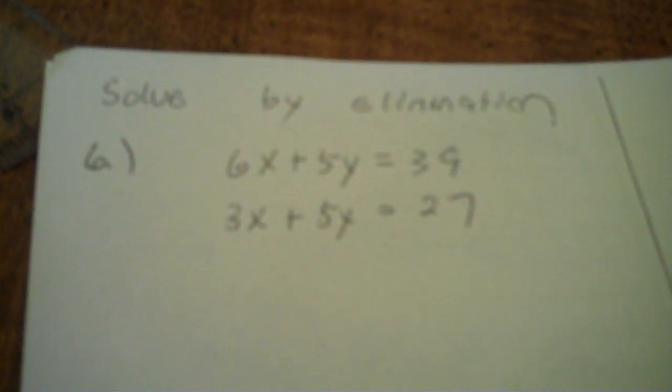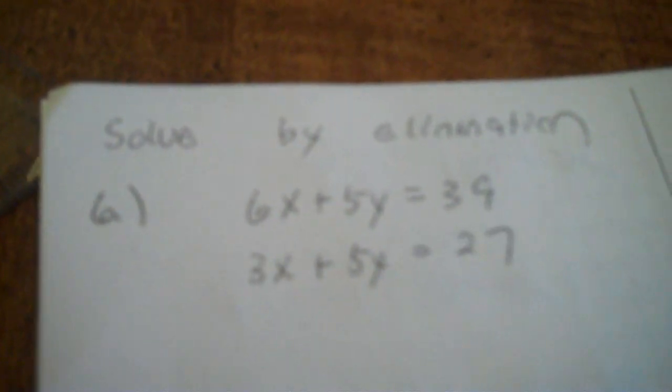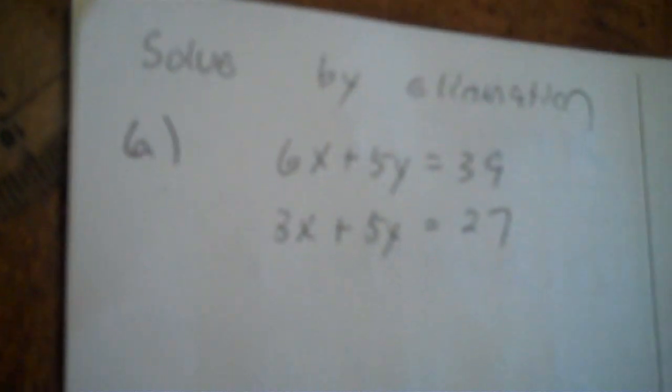Okay, next one. Solve by elimination now. Elimination, let's set up our answer. And I'll read it. 6x plus 5y equals 39. And then 3x plus 5y equals 27.